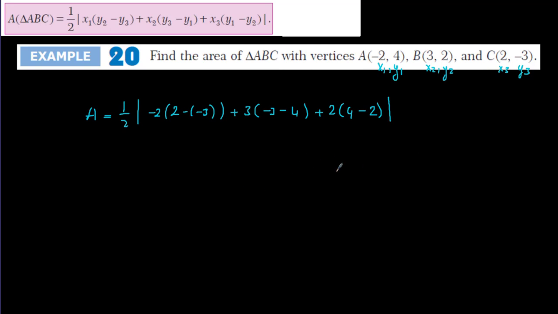If we close the absolute value sign, the area is equal to 1 over 2 times minus 2 times 5, because this is plus, it's going to be 2 plus 3, which is equal to 5, minus 2 times 5.